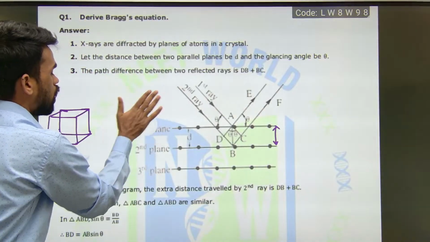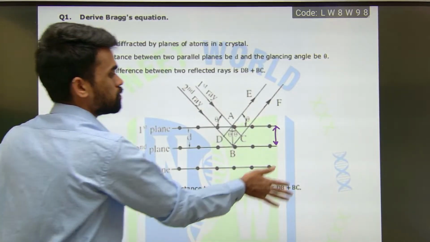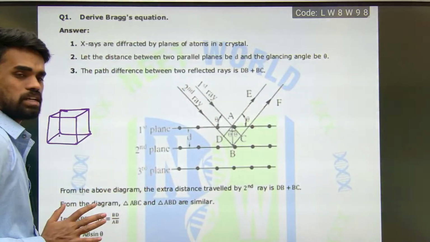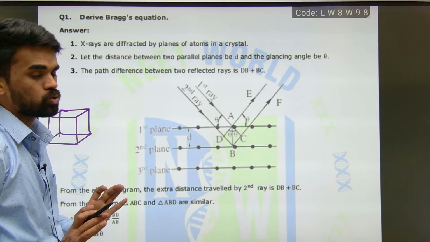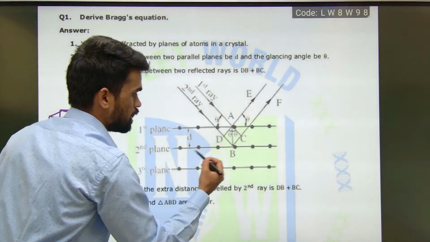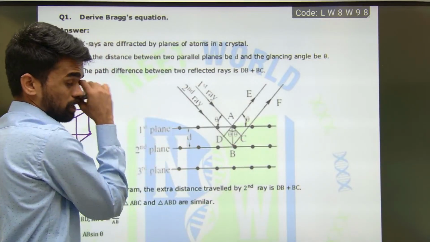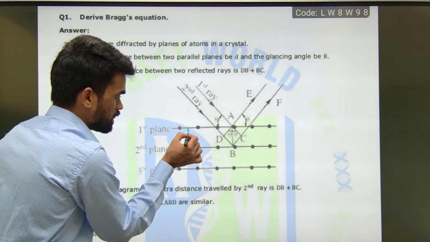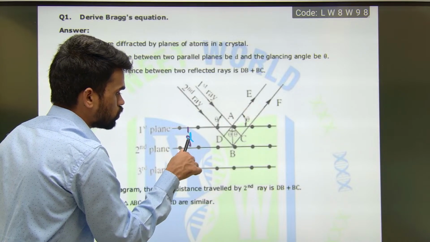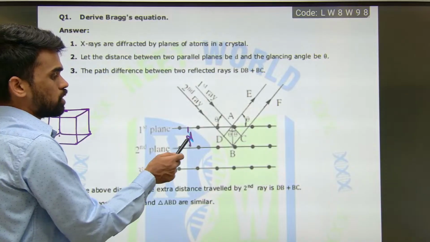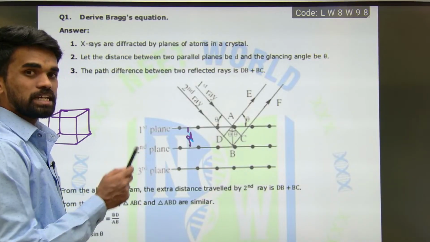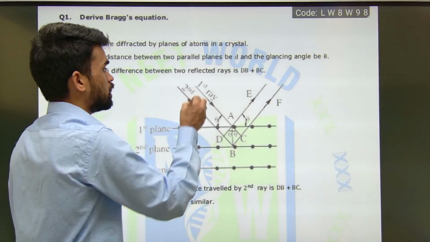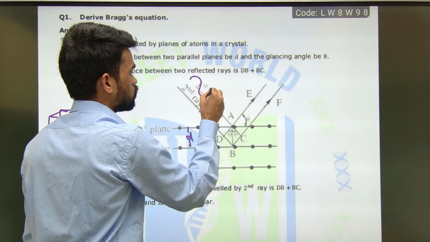Now I will tell you how we calculate all these things. It's very easy, just follow my direction, because most of the time this is the question asked in the exam, and most students are not aware how to attempt it. Just draw the planes and indicate the atoms like this. Now consider the distance: small d is the distance between the two planes, that is the interplanar distance. Now you just take the x-rays.